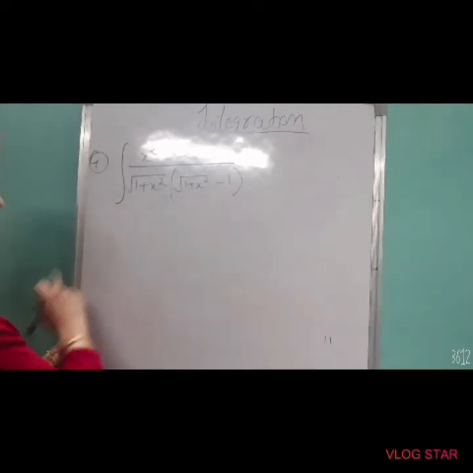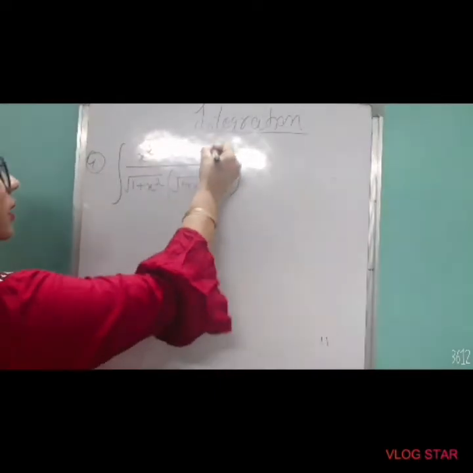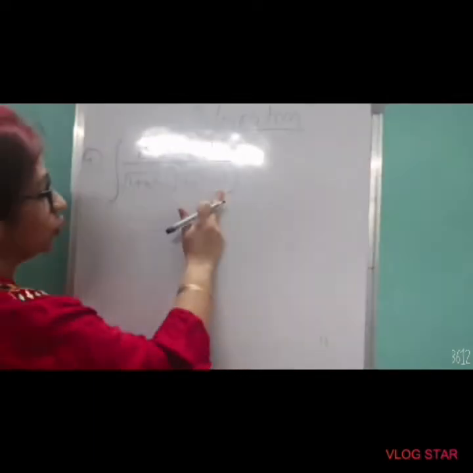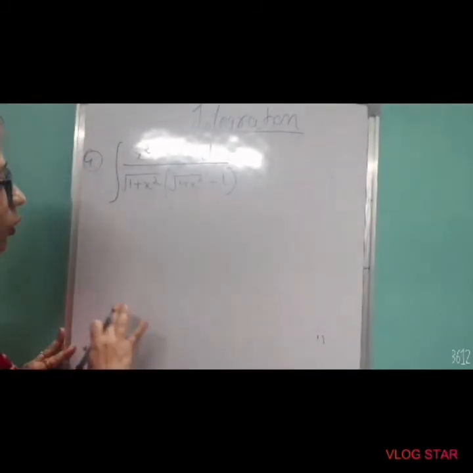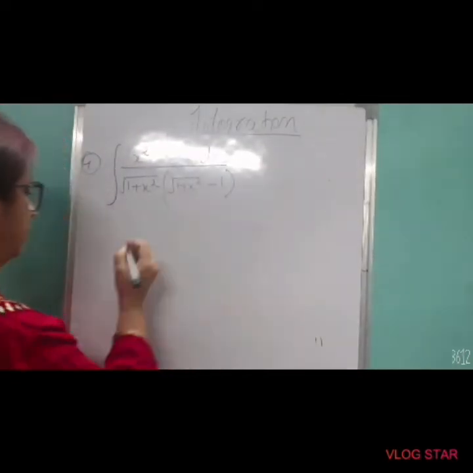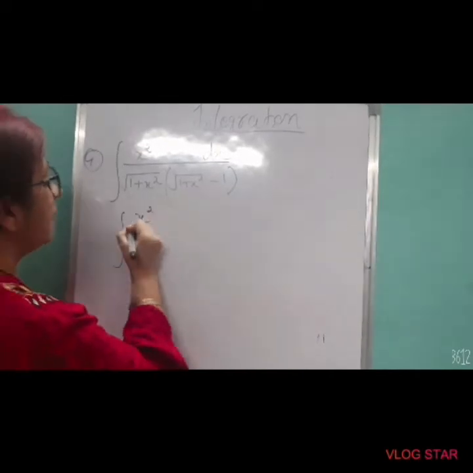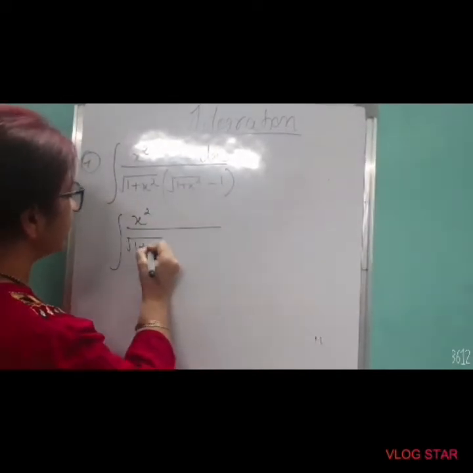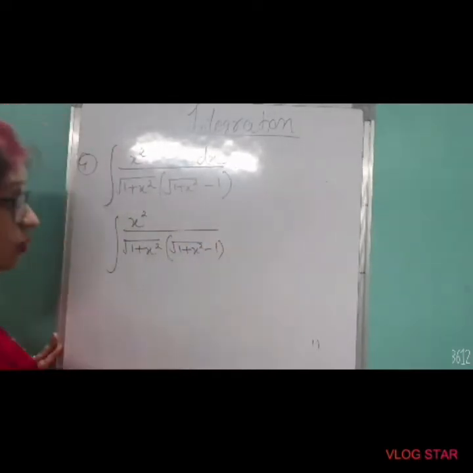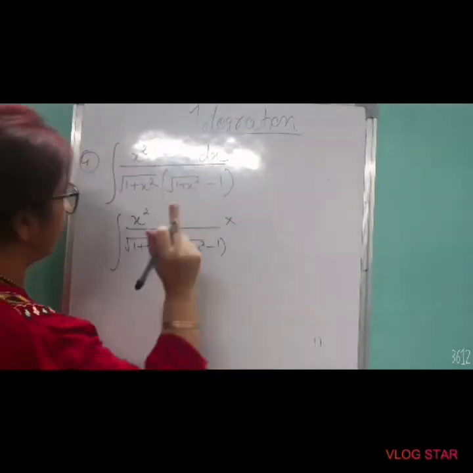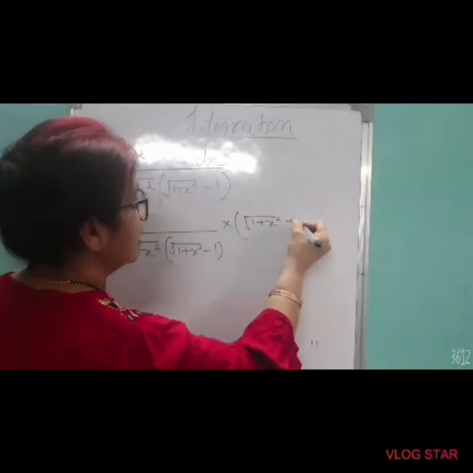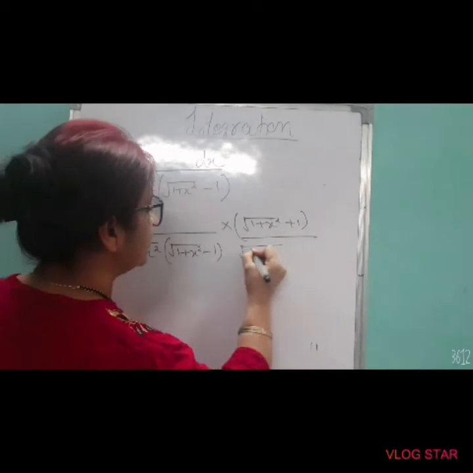Now, fourth question. Integration of x square by under root of 1 plus x square, bracket, under root of 1 plus x square minus 1. This question looks so complicated, but it is very easy. What we will do, we will rationalize it with this term. See here, x square by under root of 1 plus x square into under root of 1 plus x square minus 1. You know about rationalization. If a minus sign is there, I will multiply with the opposite sign, that is the plus sign. Now see, the first step is to rationalize it. It is like this.